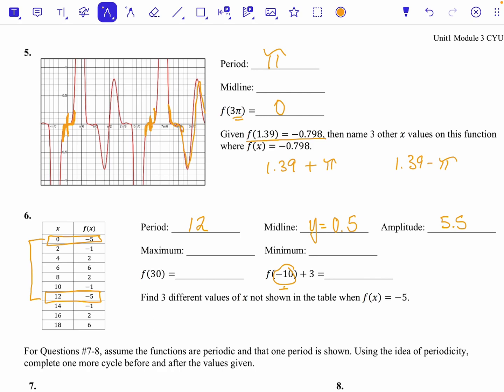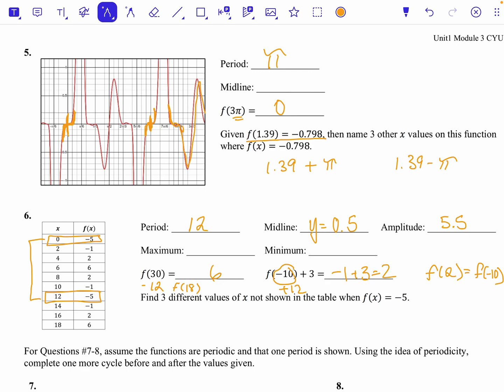So in this case, think about that period of 12. If I added 12 to that -10, I would be at f of 2. So f of -10 is going to be equal to the value at f of 2, which in this case was -1. -1 plus 3 equals 2. So notice how I'm using that period again to help me figure out where these subsequent points are going to be. Similar with the 30, if I subtracted 12 from that, I work my way backwards, that would put me at f of 18, which is on that table at 6.